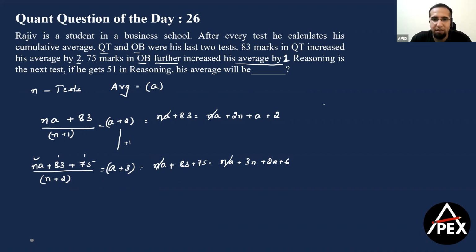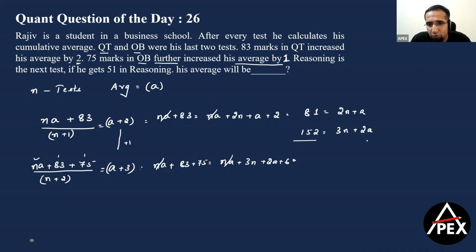So if I simplify, we'll have to equate the terms as well here, right? So let's first simplify these equations. This would give me 83 minus 2, which is 81, is equal to 2N plus A. And this equation gives me 83 plus 75 is 158, minus 6, so that will give you 152 is equal to 3N plus 2A.